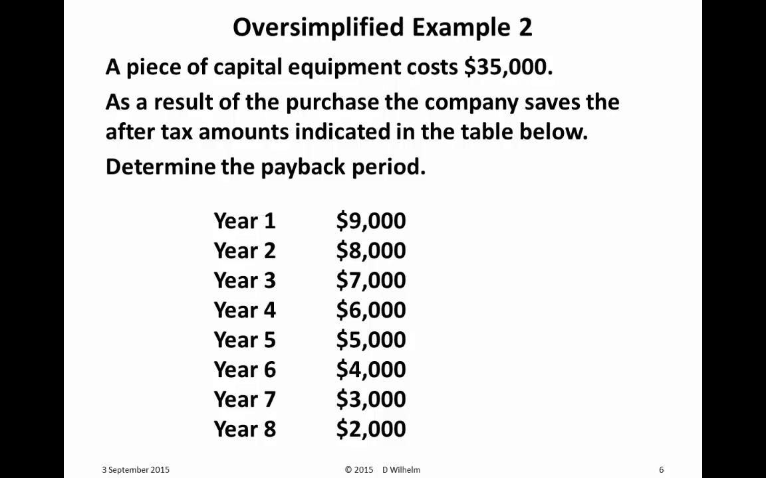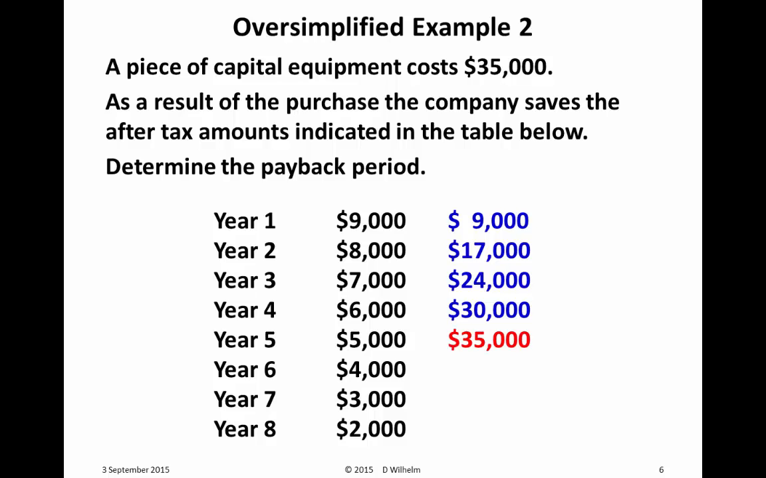After 1 year, we've saved $9,000. After 2 years, $9,000 plus $8,000, $17,000. After 3 years, $24,000. 4 years, $30,000. 5 years, $35,000. Bingo. So the payback period is 5 years.